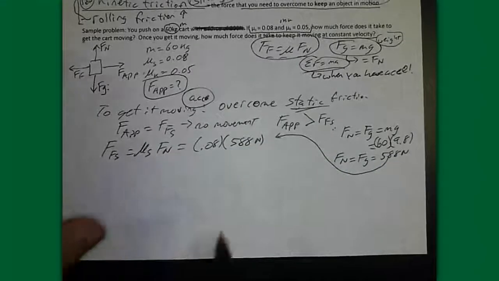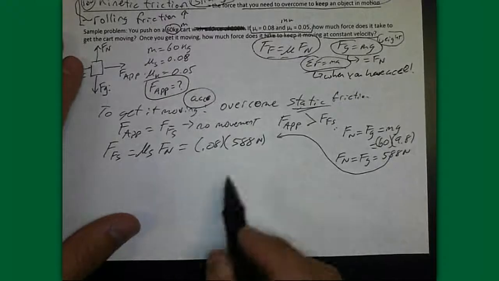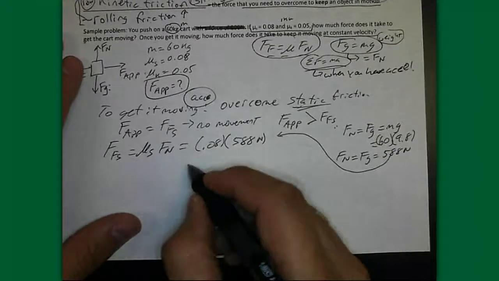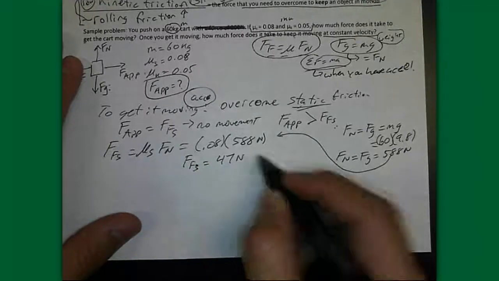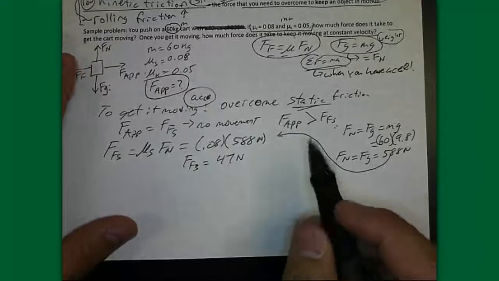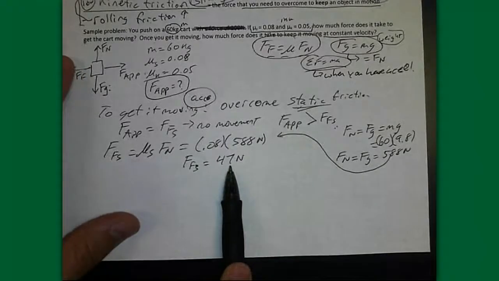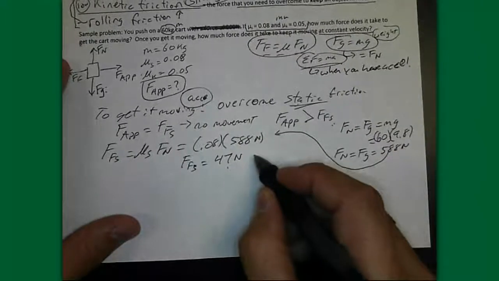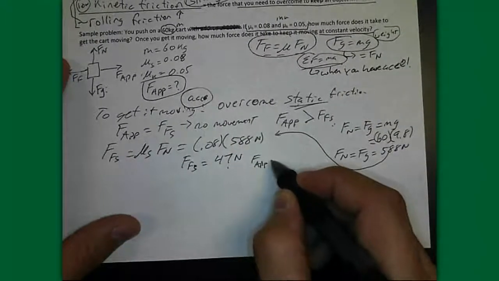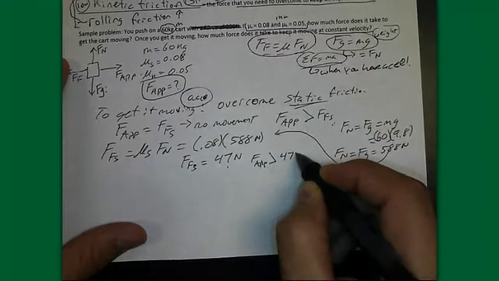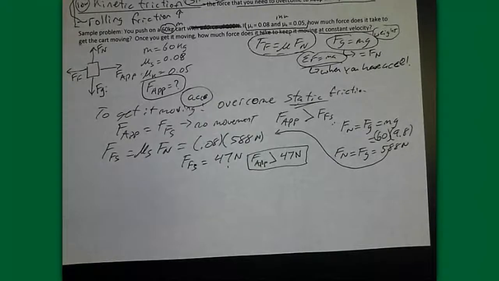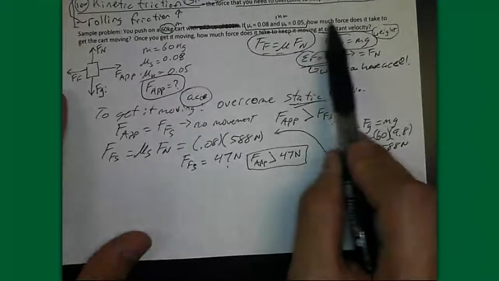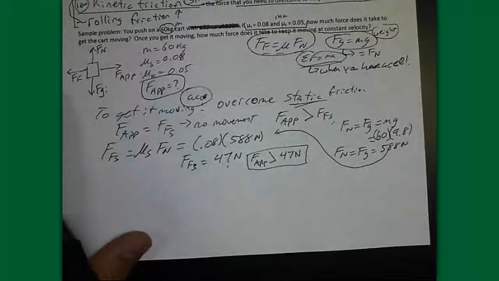So that 588 will be able to go right in here for the normal force. And now it becomes pretty simple. 0.08 times 588, if you multiply that together, you come out with a force of static friction of 47 newtons. I'm not quite done yet, because remember I said if I push with exactly the same force as the frictional force, I get no movement. So the answer that I would write is that the applied force that I must use has to be greater than 47 newtons in order to get the cart to move. So that's the answer to the first question. How much force does it take to get the cart moving?